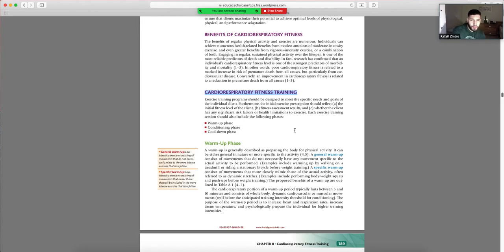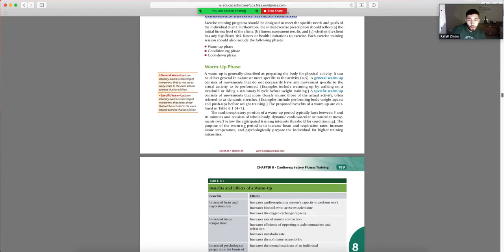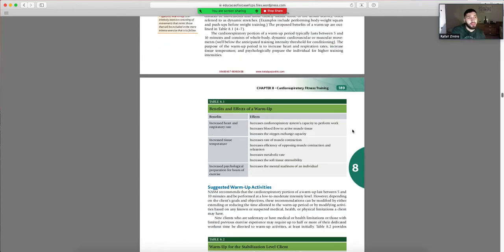Warm-up phase is the first one. Conditioning phase, it says, is the second. And then cool-down phase will be the third. Okay. 3 different phases, 3 different ideas in how we can move about it.